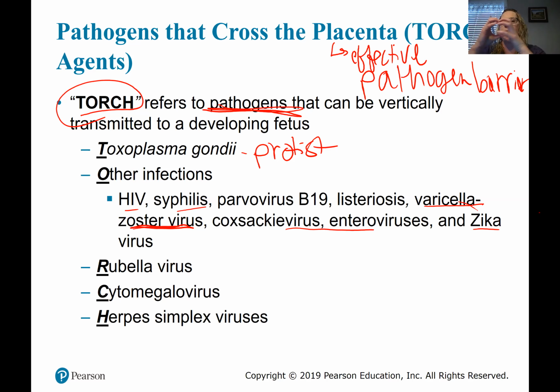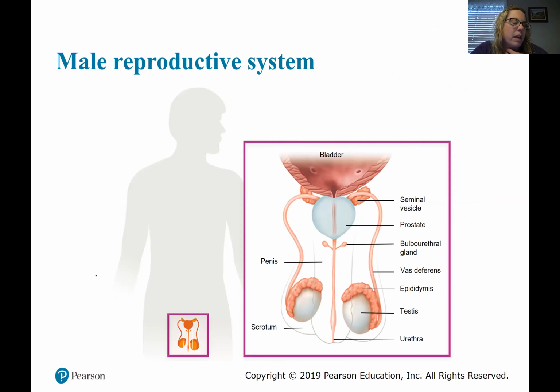Rubella is the R, which is the R in the MMR vaccine. Cytomegalovirus and then herpes viruses are the others that can cross the placenta. The male reproductive system, again, sits within the pelvic cavity.